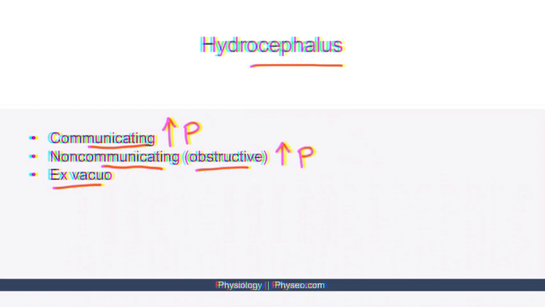so increased pressure. Finally, hydrocephalus ex vacuo refers to the idea that the ventricular system is enlarged due to decreased brain tissue rather than an increase in CSF. This could occur, for example, in a patient with dementia, which results in cerebral atrophy. In this case, the intracranial pressure would be normal because there is no obstruction within the ventricular system, so normal pressure. Okay, with this in mind, let's briefly review the dural venous sinuses.